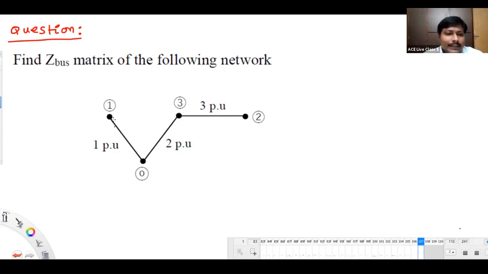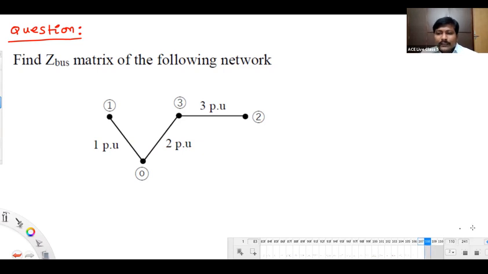He didn't give these values clearly. So assume that these are impedances only, or else you consider these as resistors, and try to draw the network of this 3-bus system, and find Z11, Z22, Z33, and then the remaining elements, whatever is necessary. Okay, yeah.